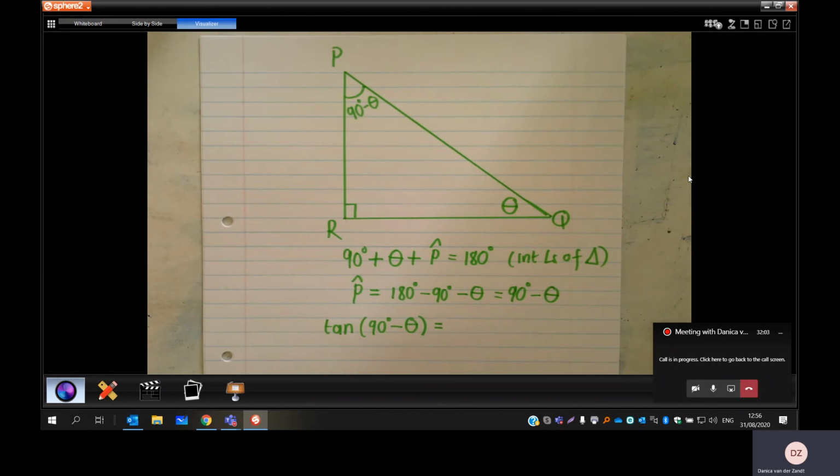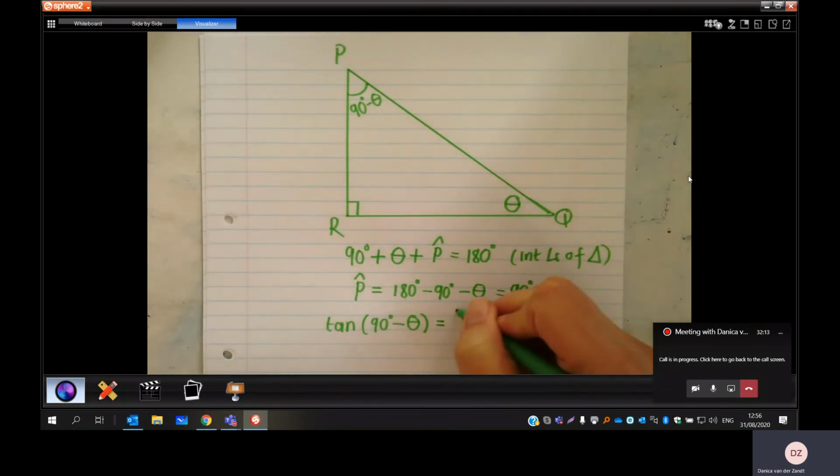So tan is which ratio? There we go. TOA. So it is opposite over adjacent. Now, what is the side name that is opposite to 90 minus theta?